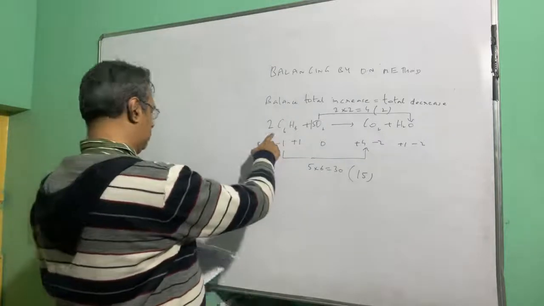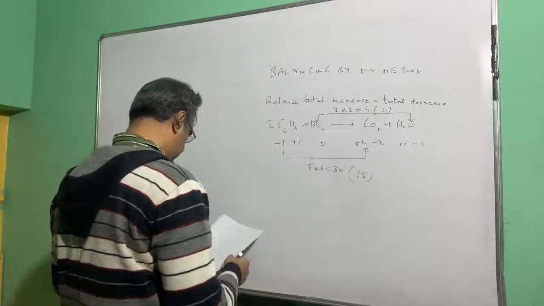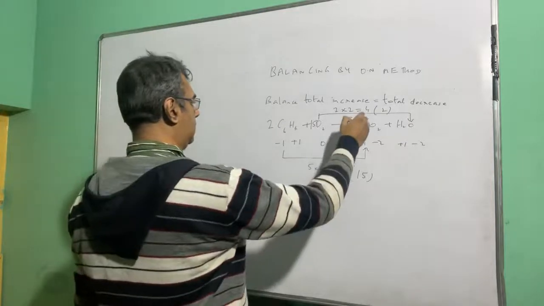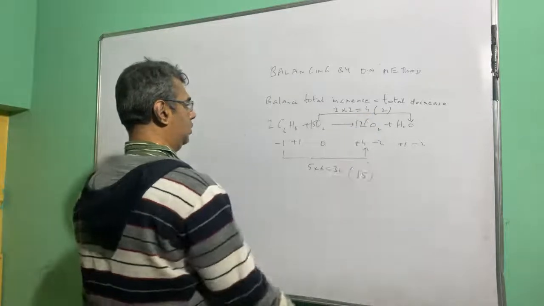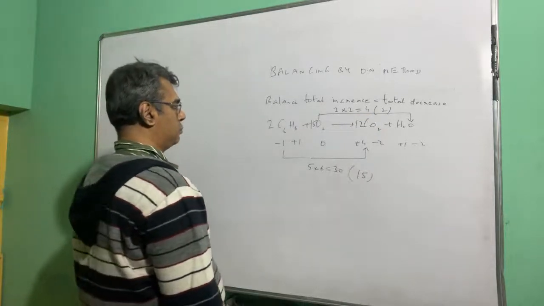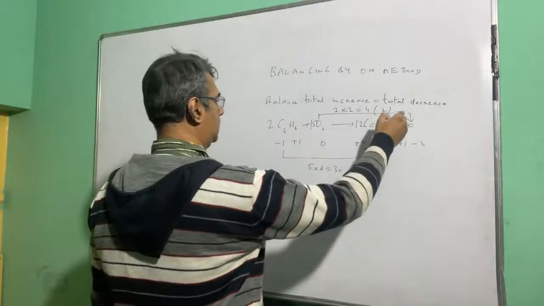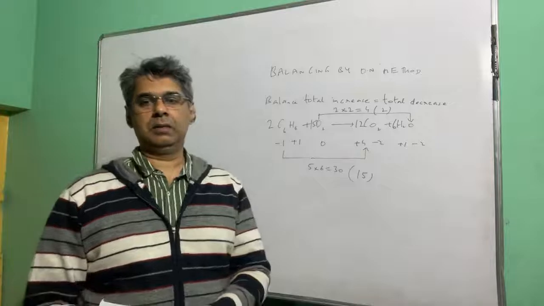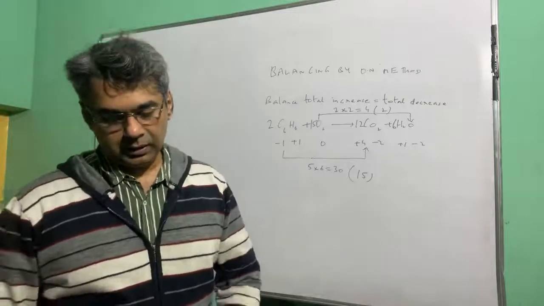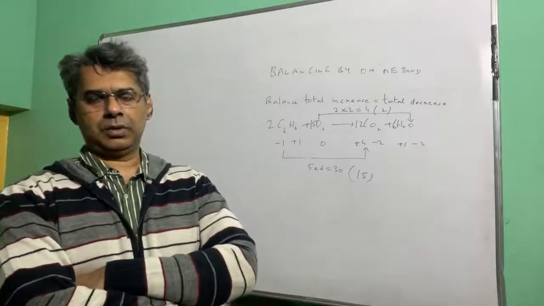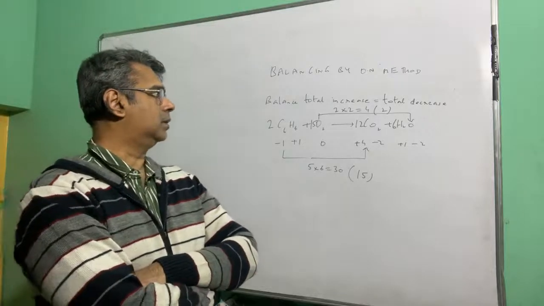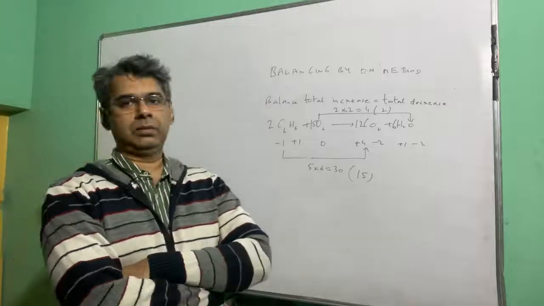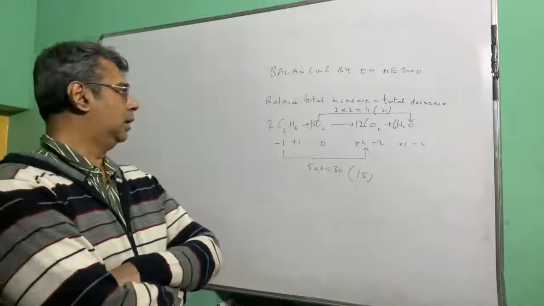So if you put a 2 here, then on the right side there will be a 12 and here there will be a 6. So the point is that this is the most common method to balance by oxidation number method, that is, make the total increase equal to the total decrease.